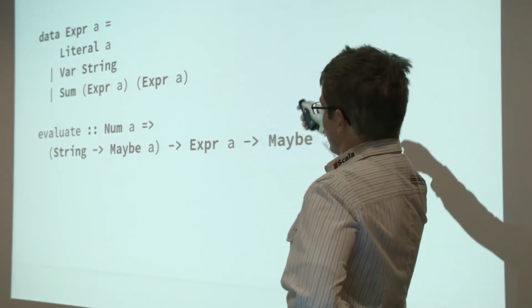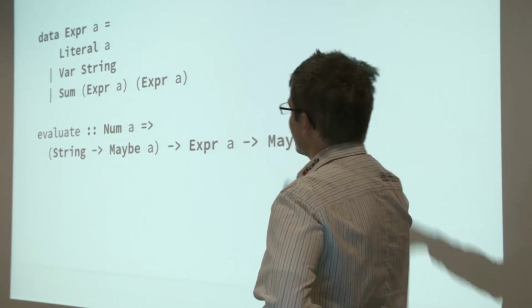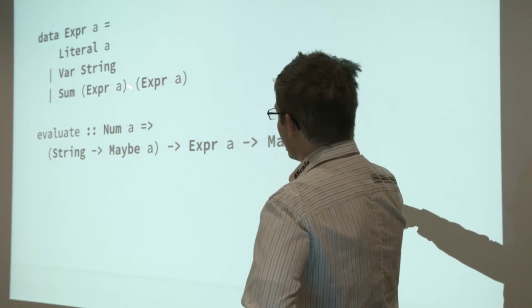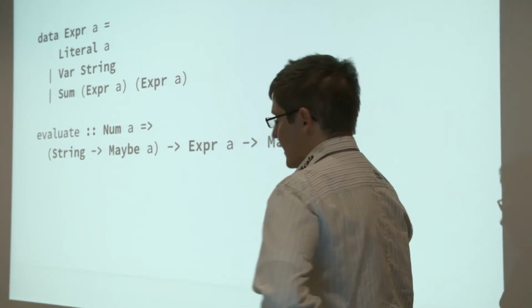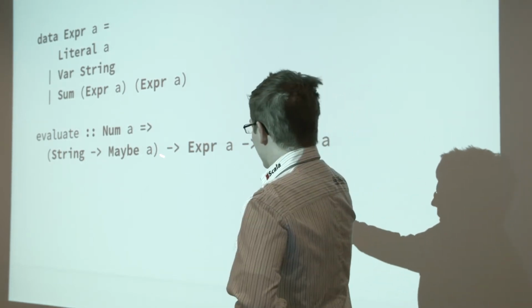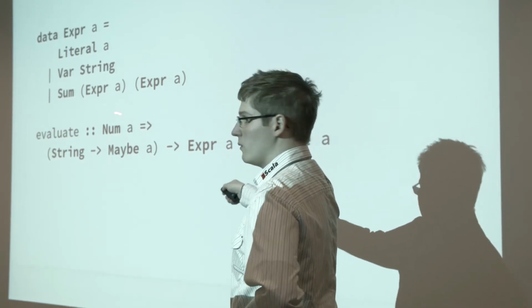So we say, we give it a type parameter, which gives the type of the literal. And of course, we have to add this a every time we use it. And for the evaluation, what we're saying now is, we can evaluate any expression of type A as long as we know how to deal with it as a number.